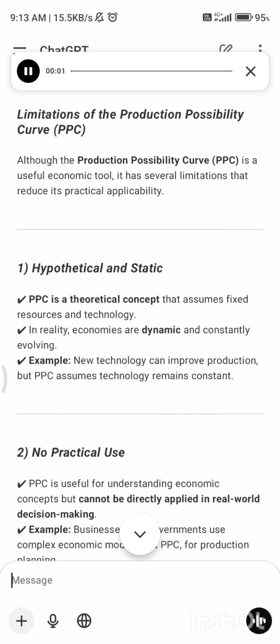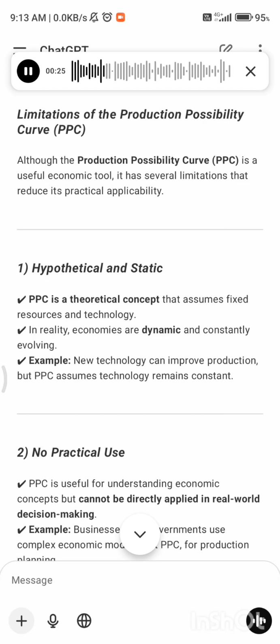Limitations of the production possibility curve. Although the production possibility curve is a useful economic tool, it has several limitations that reduce its practical applicability. 1. Hypothetical and static. PPC is a theoretical concept that assumes fixed resources and technology. In reality, economies are dynamic and constantly evolving.